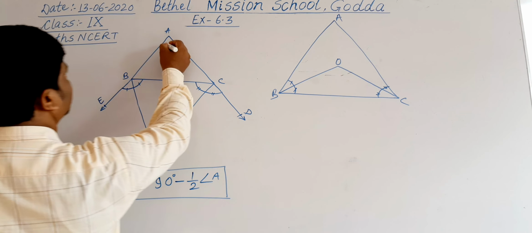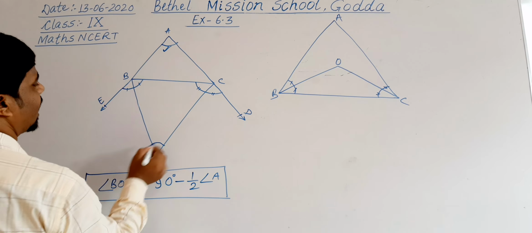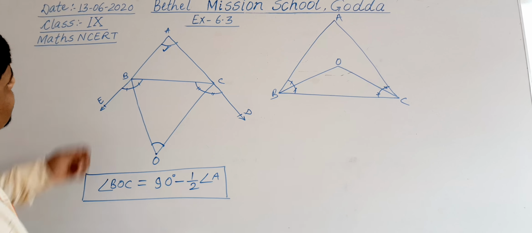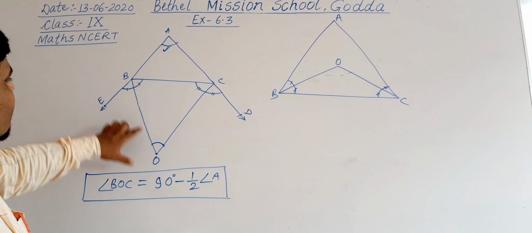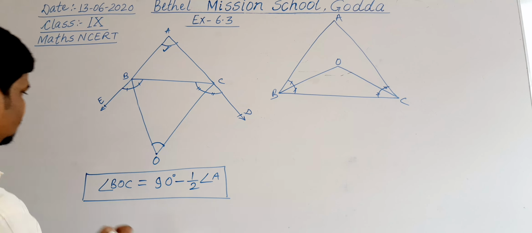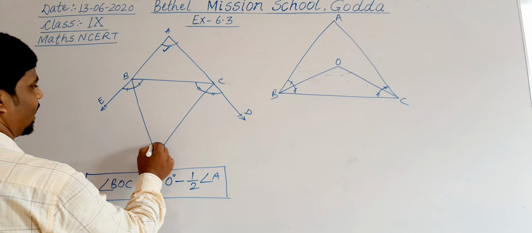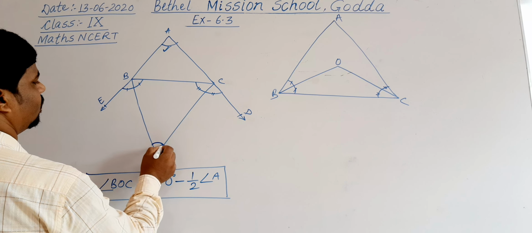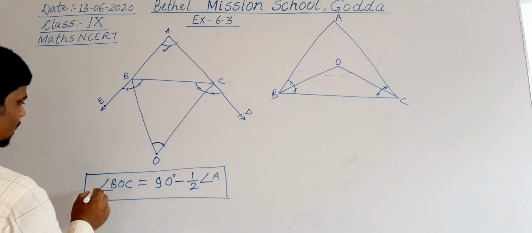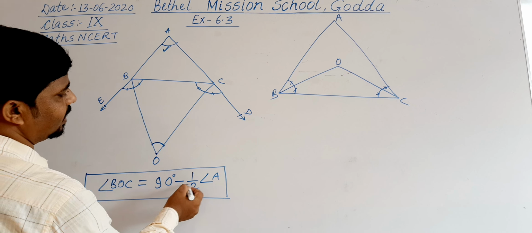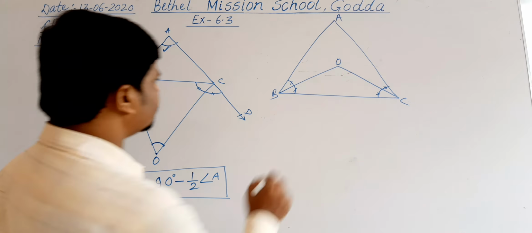If the value of this angle is given and we are asked for this angle, it means the bisectors of the exterior angles, then angle BOC will be equal to 90 degree minus half angle A.